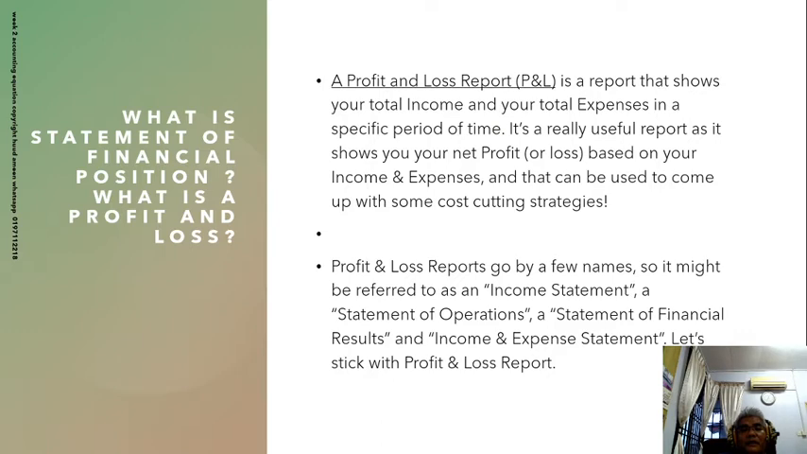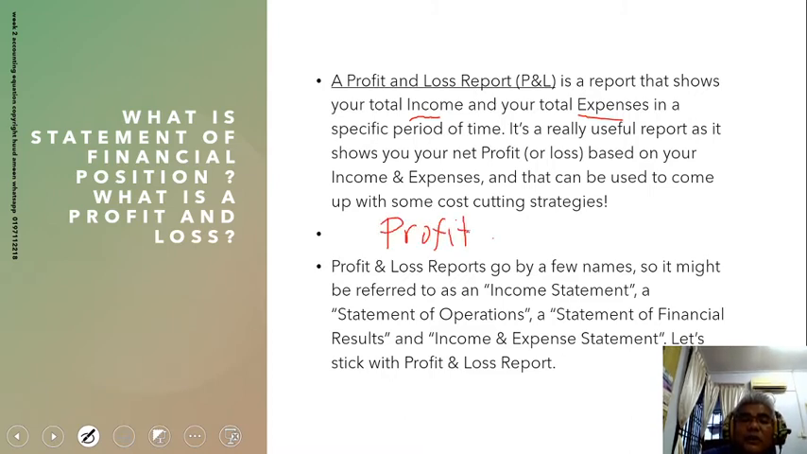And what is profit and loss? Profit and loss is a report that shows your total income and your total expenses. If you want to get the net profit, the formula of profit is income minus expenses. So profit is equal to income, pendapatan, minus expenses, reduced from the revenue or income you get from your selling activities.